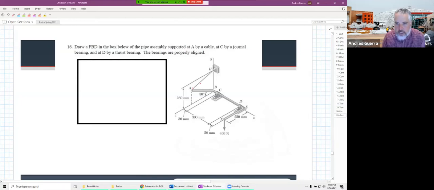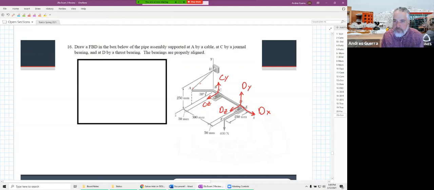So at C, a journal bearing means it can have a force in two directions. And in this case, it would be in the Y direction and in the Z direction. And then at D, it's a thrust bearing, and so that tells us it can have a force in three directions, that we can have Dx, Dy and Dz. And then the thrust is what tells us there's that extra force that's along the shaft, so along the length of the shaft, and that shaft is really made to rotate.